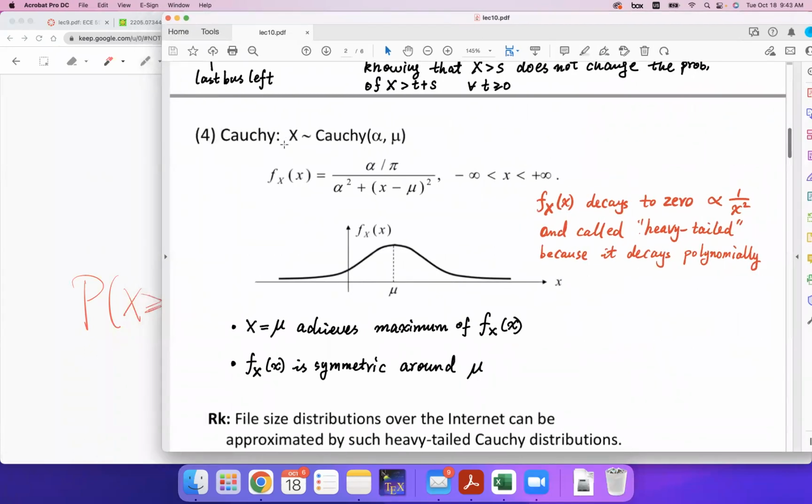And we also have this Cauchy distribution. So it looks similar to the Gaussian distribution, but it decays much slower because it's a polynomial. But the Gaussian decays exponentially fast. So for this Cauchy distribution, it has a parameter mu, which corresponds to the mean. Well, the alpha, I think it controls the variance of this distribution. And this distribution, we call it heavy-tailed because the tail decays polynomially fast. So the tail decays at the rate 1/x². This is a much slower decay compared to the exponential decay.